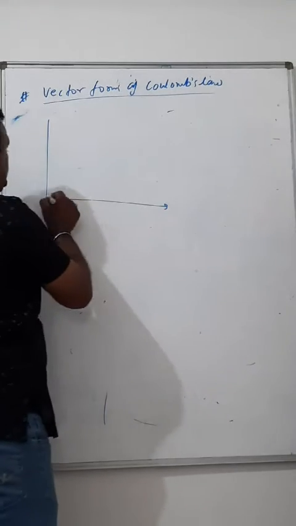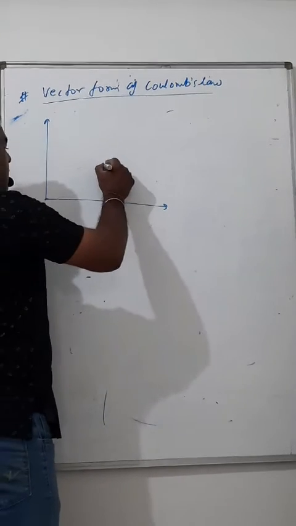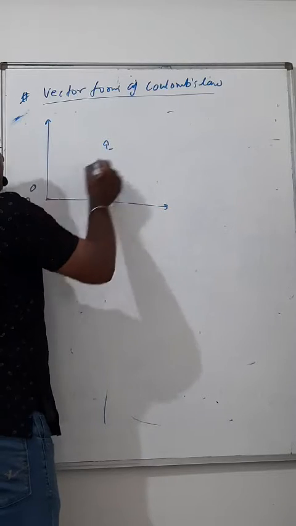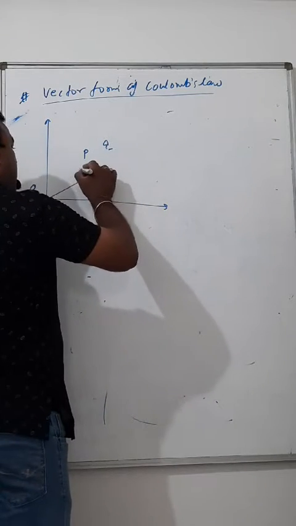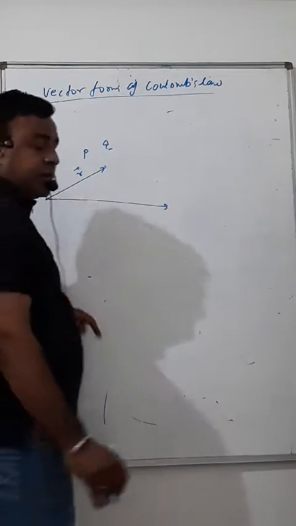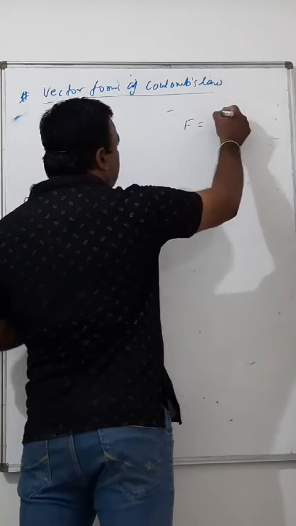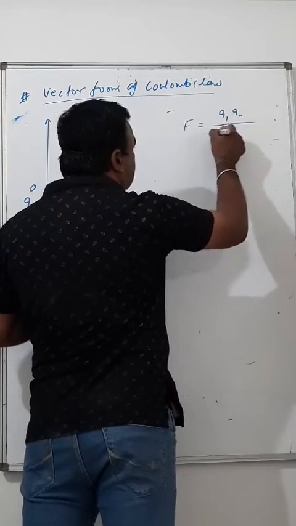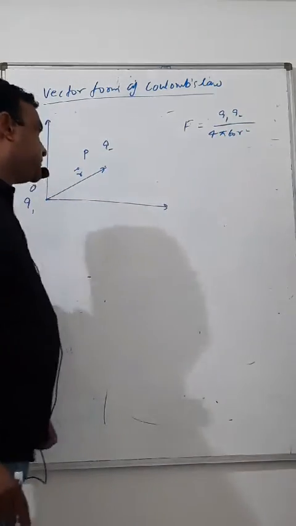I take one charge q1 at origin, another charge q2 at some point P. There is vector r. So distance between these two is mod of r. Now force between these two charges in scalar form is q1 q2 upon 4 pi epsilon naught r square.